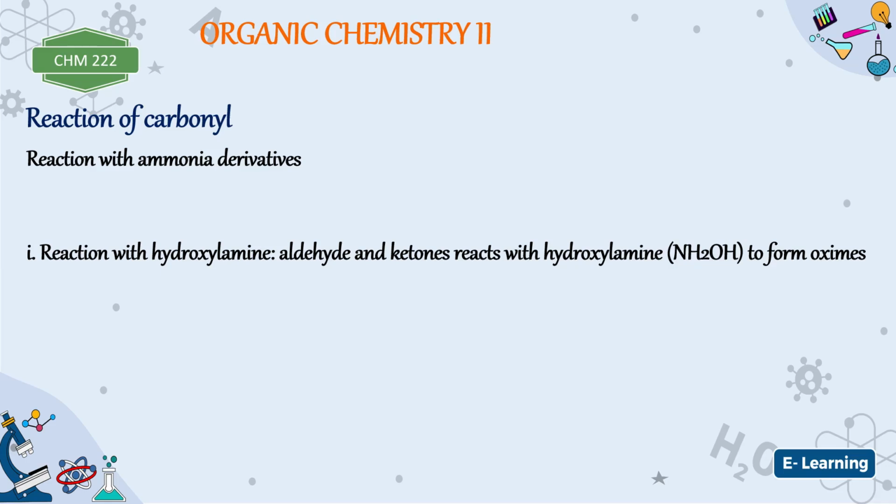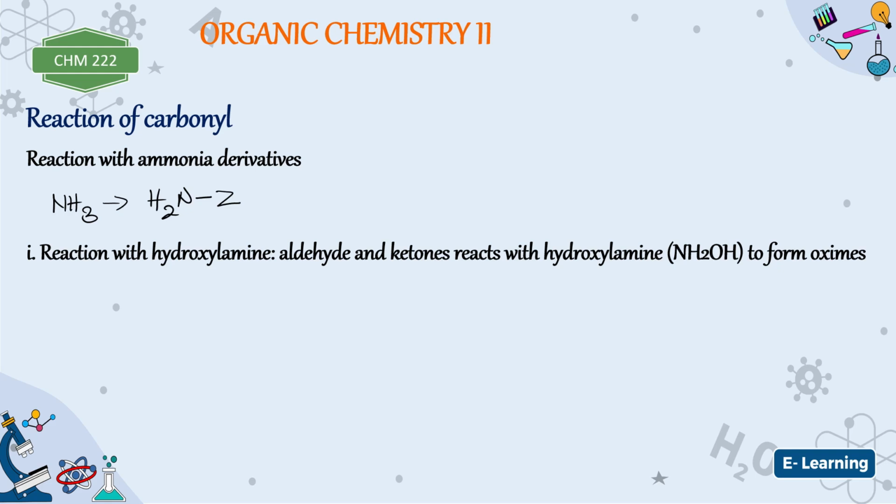Alright, so the next reactions of the carbonyl we are going to look at is reactions with ammonia derivative. Now the first question is, what is ammonia? Ammonia is NH3. Now when one of these hydrogen of ammonia is substituted with something, it becomes a derivative. So you might have something like H2N and then you have Z. Z means something there has been what? Substituted.